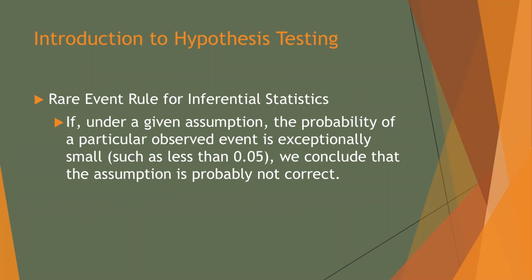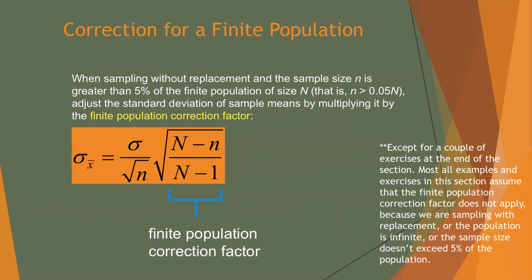All right, introduction to hypothesis testing. The rare event rule, which I keep bringing up time after time: 0.05 or less. We're going to make those values our cutoffs for rare events. This is the correction for finite population. A note, just so you know: except for a couple of exercises at the end of the section, most all the examples assume the finite population correction factor does not apply. It's just something to be mindful of if somebody asks you about it. And that's all of 6.5.